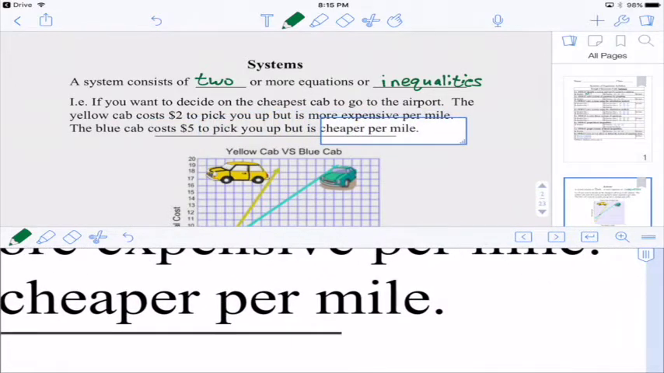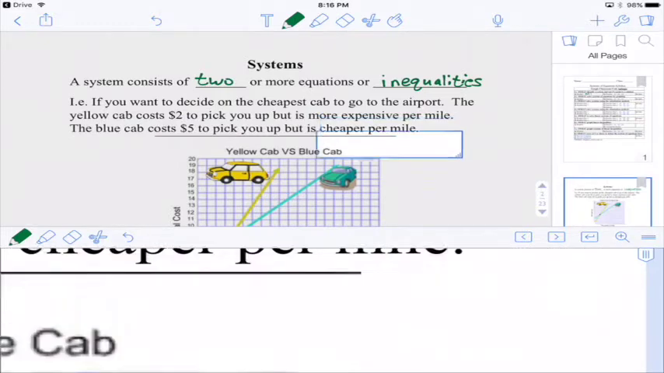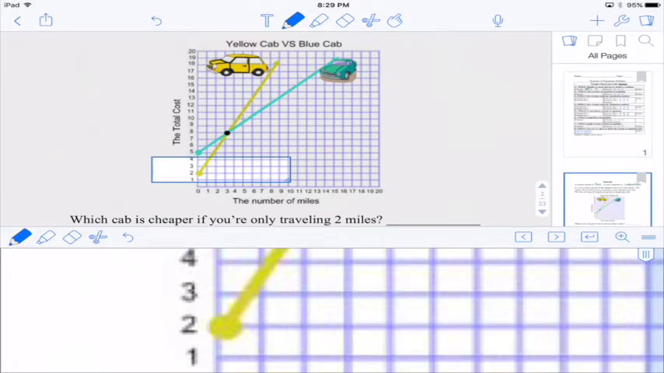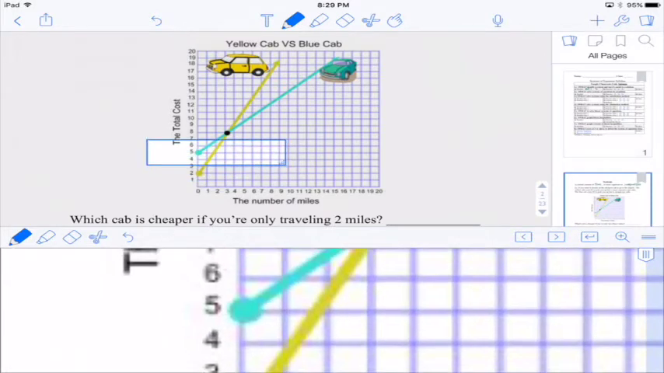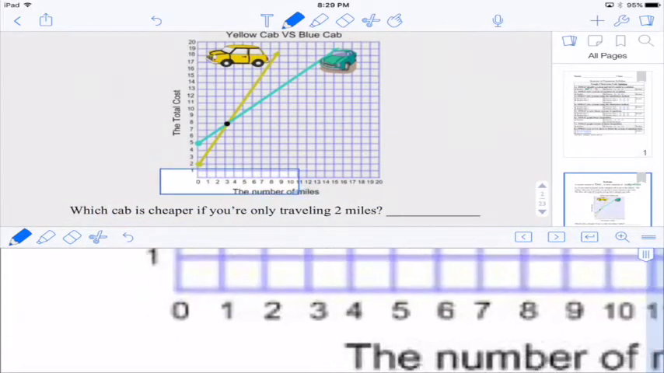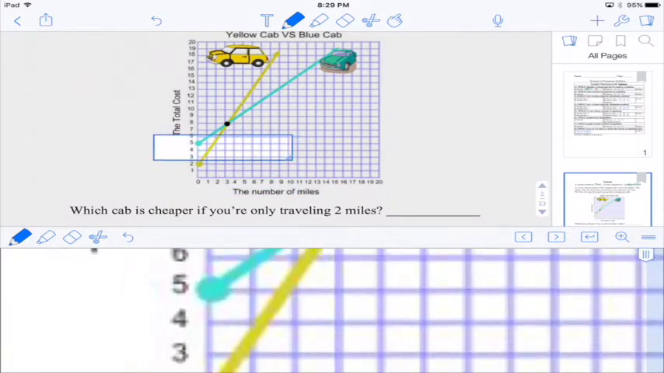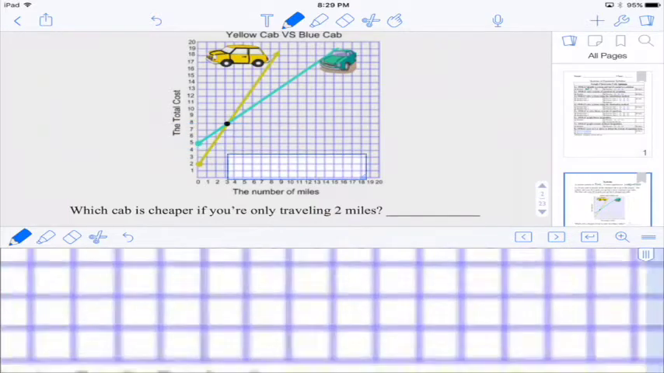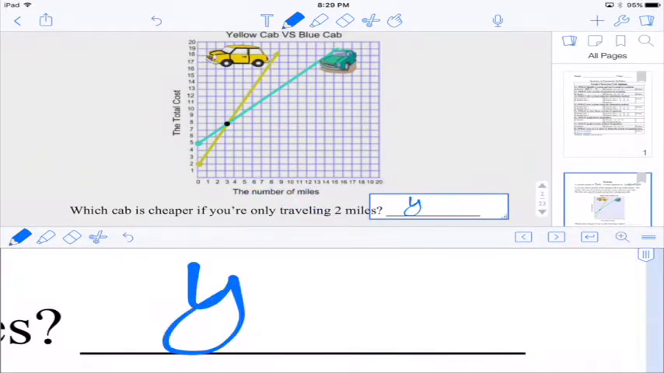We have these decisions in our life all the time where things are changing at different rates. So this yellow cab starts off cheaper at $2 and the blue cab starts off more expensive at $5. So right off the bat, you would think that you should get this yellow cab. So if you're traveling 2 miles, that yellow cab costs $5 and the blue cab costs almost 7. It's cheaper in the yellow cab.